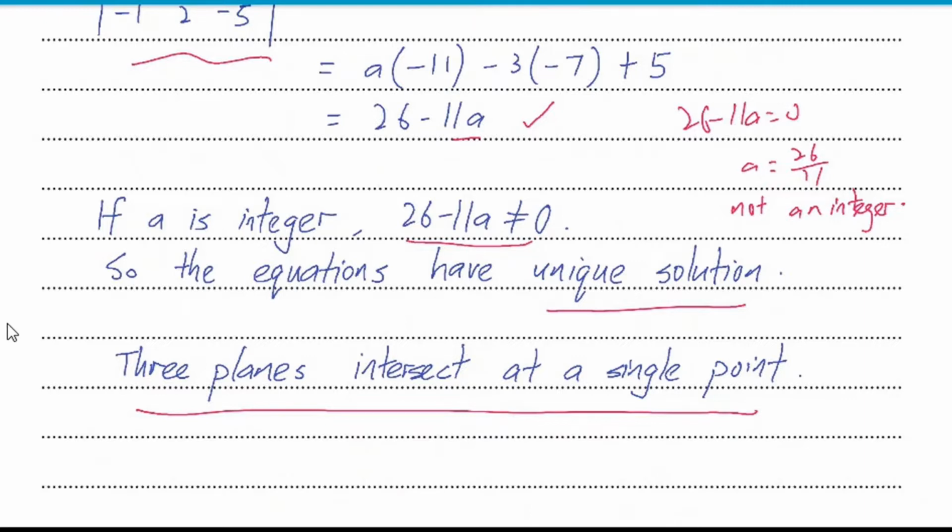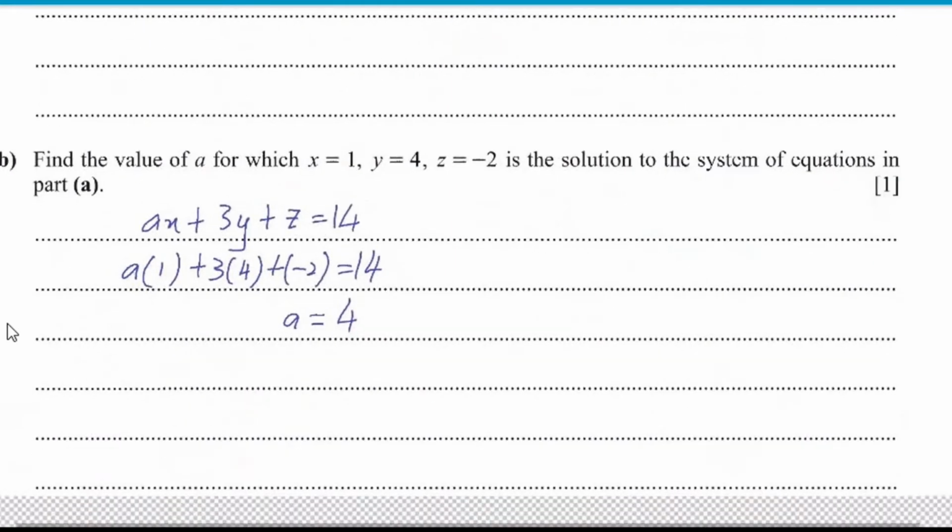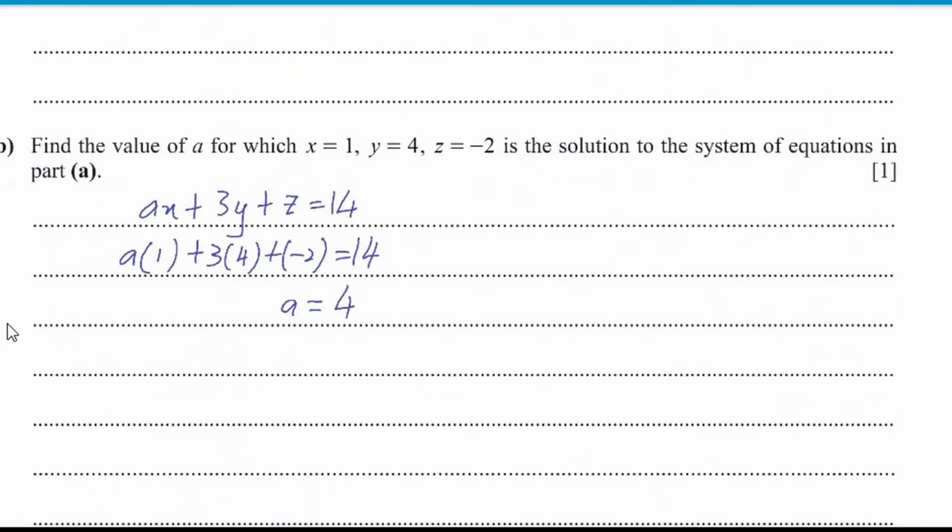What is next, for the next part here, is to find the value of a for which x equals 1, y equals 4, z equals -2 is the solution to the system of linear equations in part A. You can notice that this is just a 1-mark question, so it should be very easy to do, right?